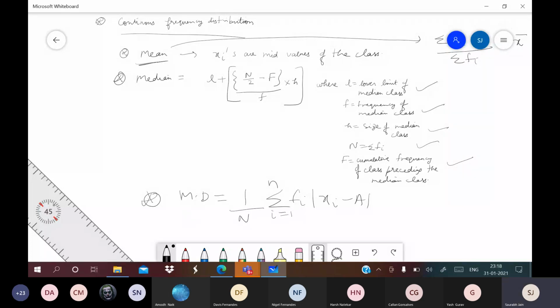So we will solve two questions where we will be finding the mean deviation about mean and median for continuous frequency distribution. That will cover the formulas of mean and median as well as the mean deviation.